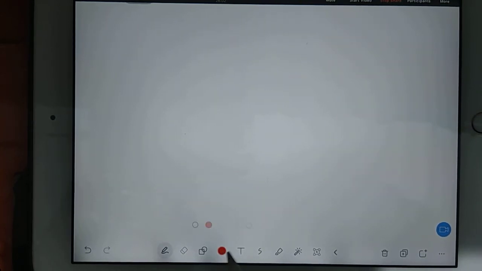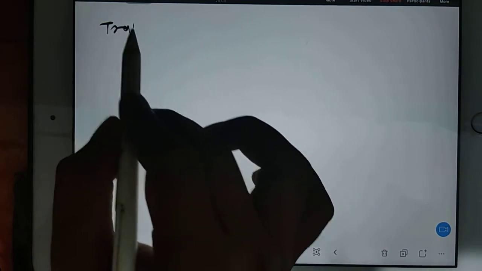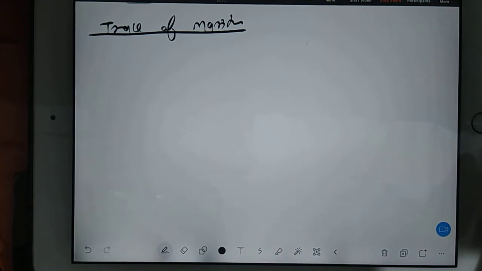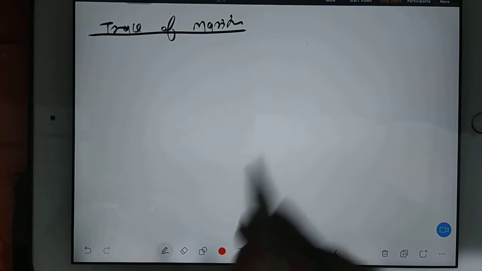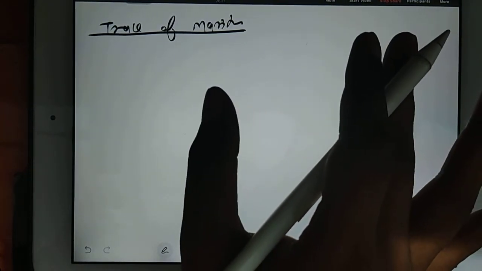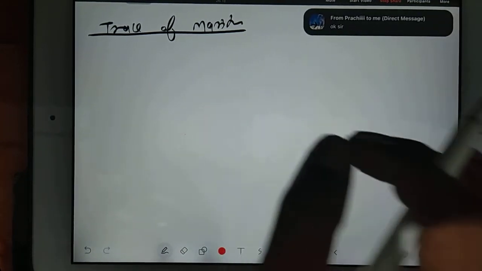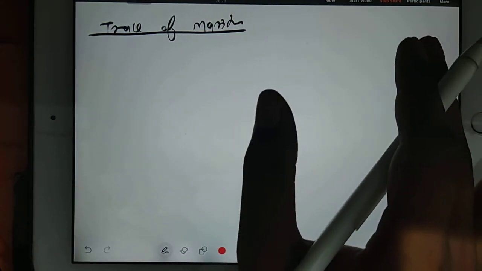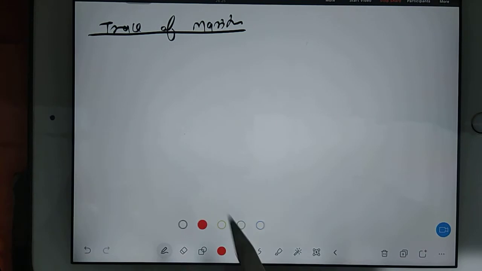Now your next heading is trace of matrix. No Prachi, all the classes are there. We have all the 3 classes. Trace of matrix. What do you mean by trace of matrix? It is an important topic. Now slowly we are entering into the heavy topics. What is trace of matrix? It is very easy to understand.